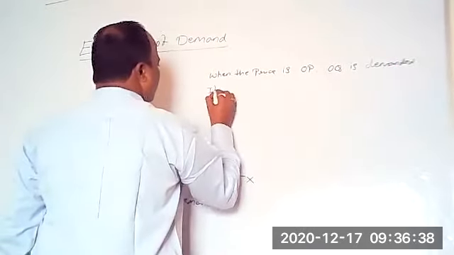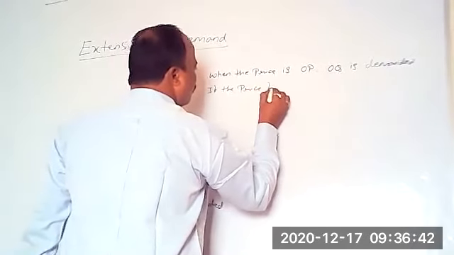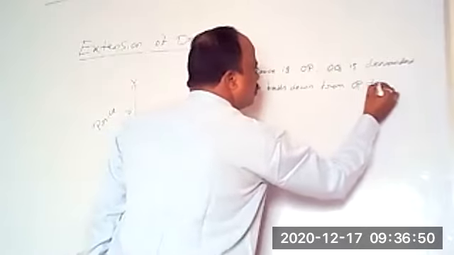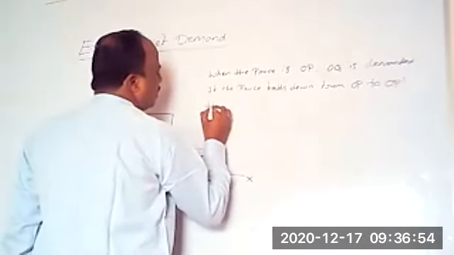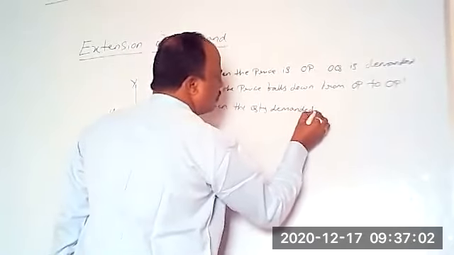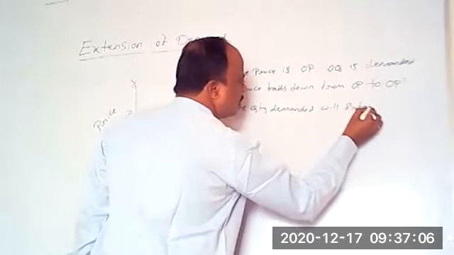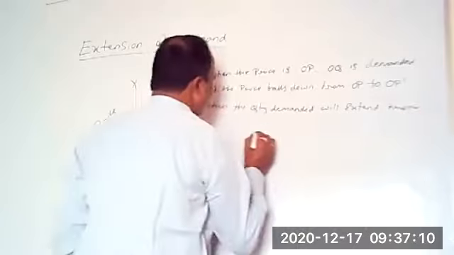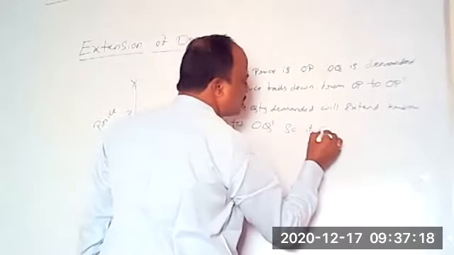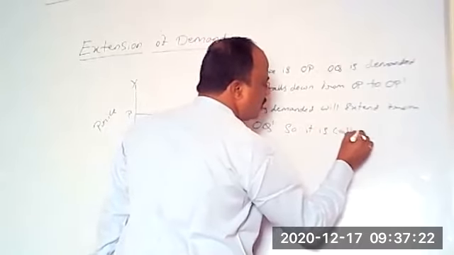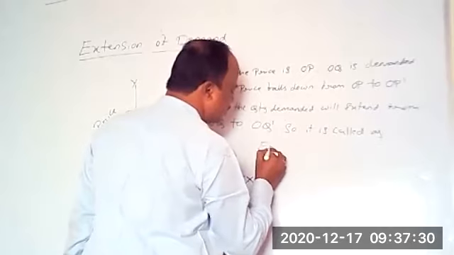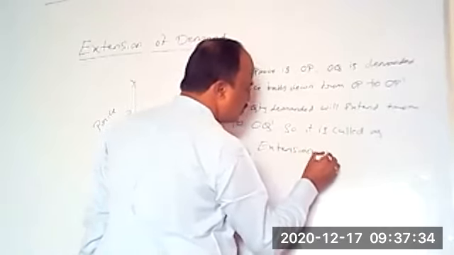Price falls down from OP to OP1, then the quantity demanded will extend from OQ to OQ1. So it is called an increase, extension in demand.